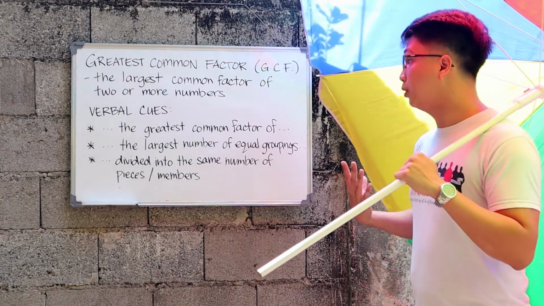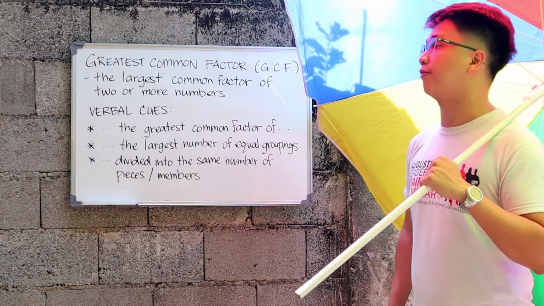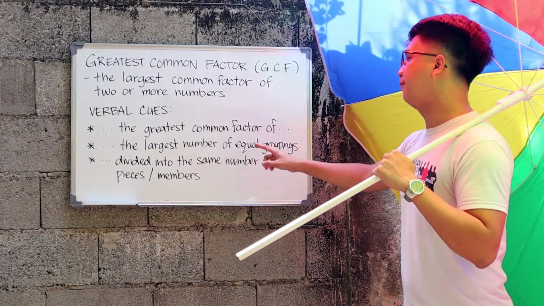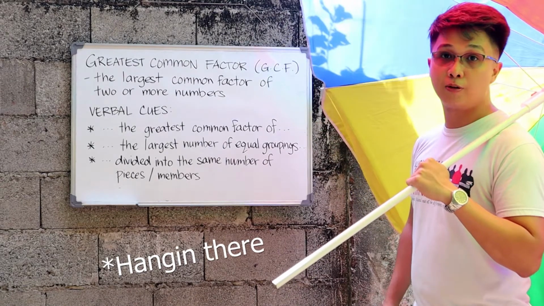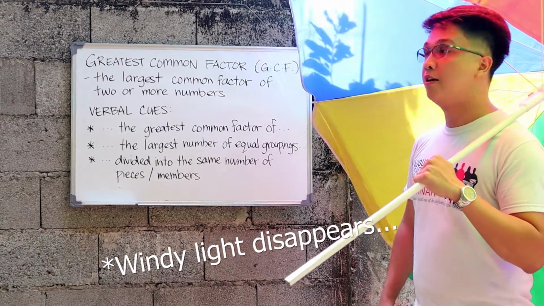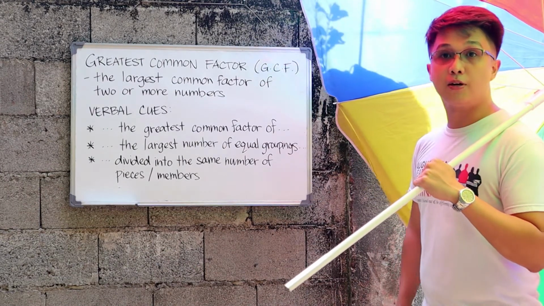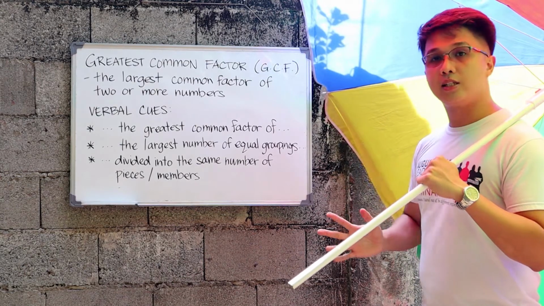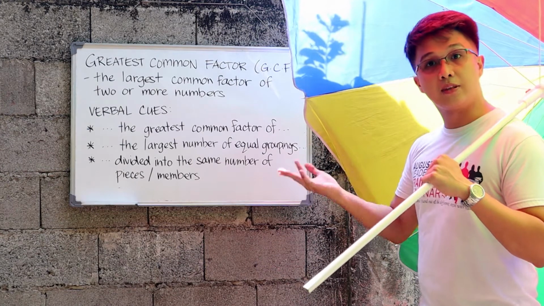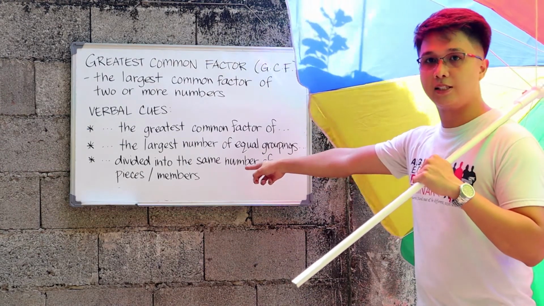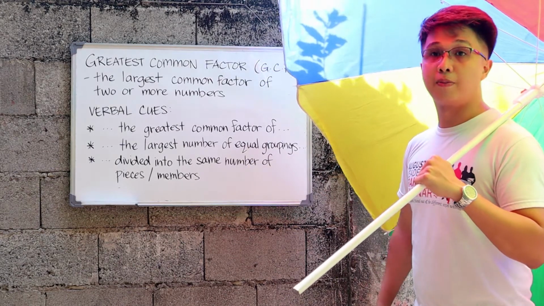Okay, so there are clues in the wording that tell you to find the greatest common factor or GCF. For example, "find the greatest common factor of." That is the most obvious cue. Another verbal cue is "the largest number of equal groupings." The GCF is very useful, especially when you want to divide people or things evenly, which is illustrated by our next example, divided into the same number of pieces or members.